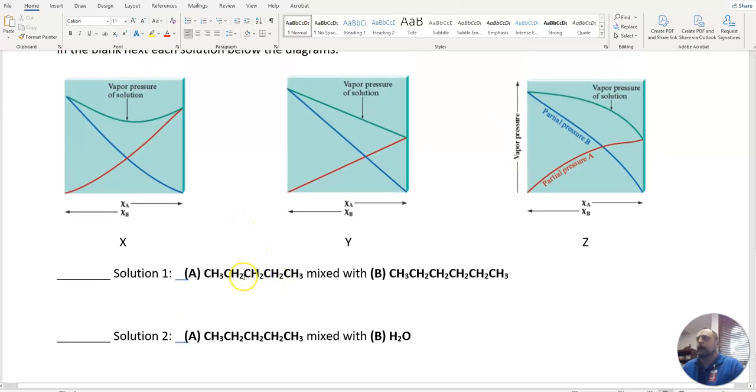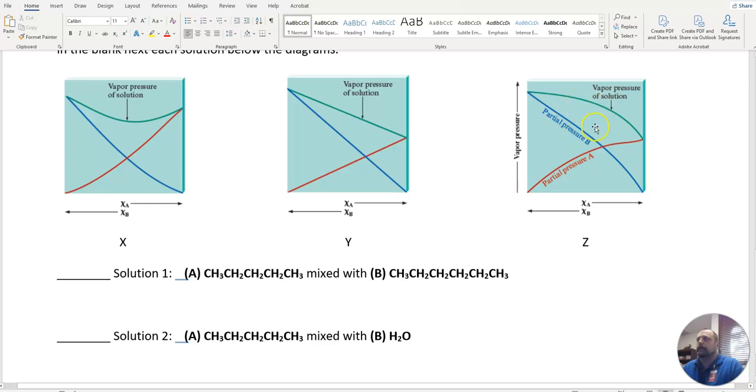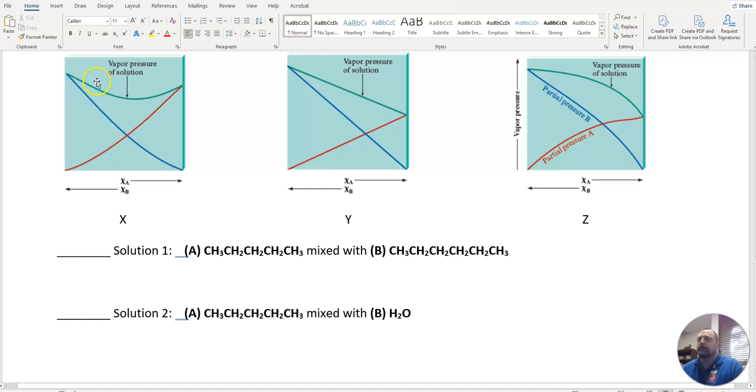So the first one up, I've got all carbons and hydrogens. So this is London dispersion and London dispersion with nonpolar and nonpolar. So I expect that to be an ideal solution. And B, I have nonpolar with polar, and so I expect that to be a weak interaction, and so that's going to be Z. And they didn't ask about it, but usually our example is acetone with water to give us when it's unexpectedly strong.